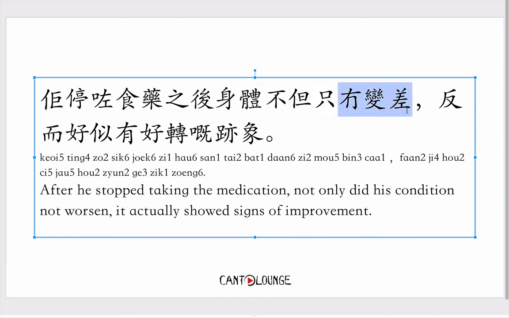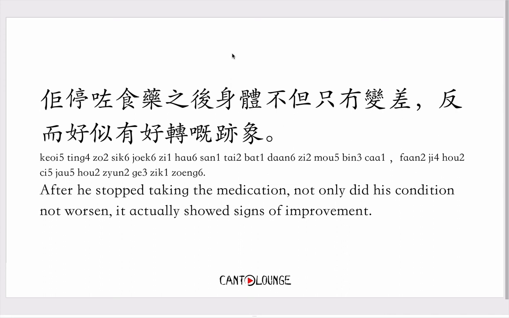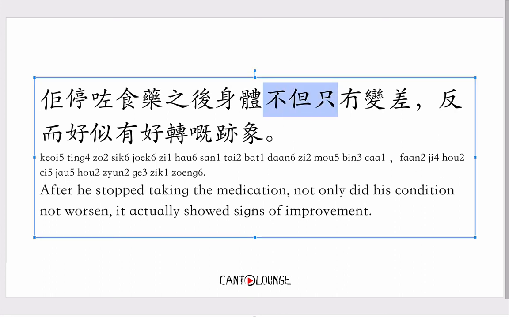not get worse, because that's what you'd expect, right? If you stop taking medication. 反而, on the other hand, or instead, it actually seemed like it had 好轉嘅跡象, signs, okay, 跡象 of improving. So again, the entire thing together, you could just read it yourself in English, right? So that's how it's used, 不但止, okay, 反而. So again, these are two separate sentences, phrases that you can link together into one longer sentence.